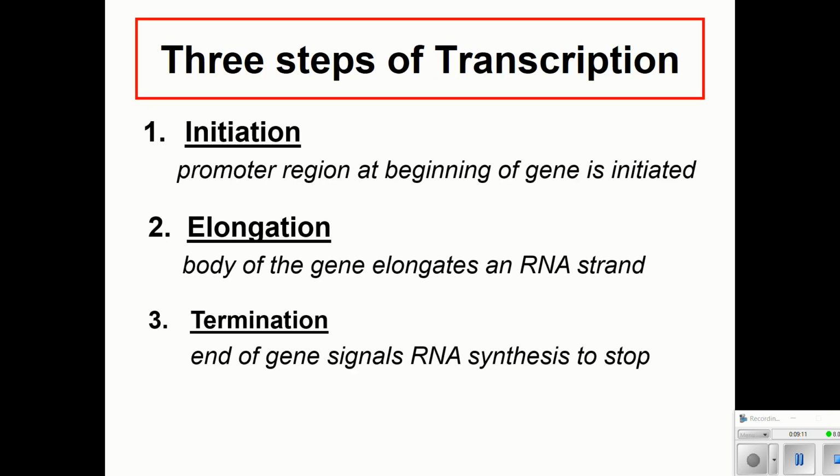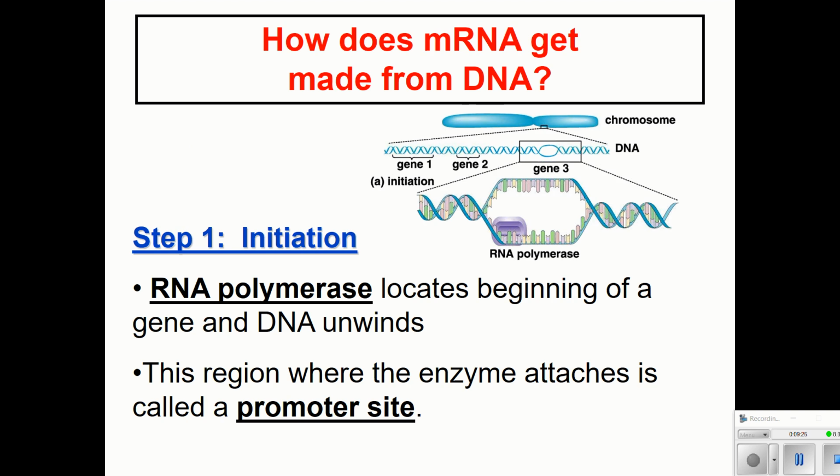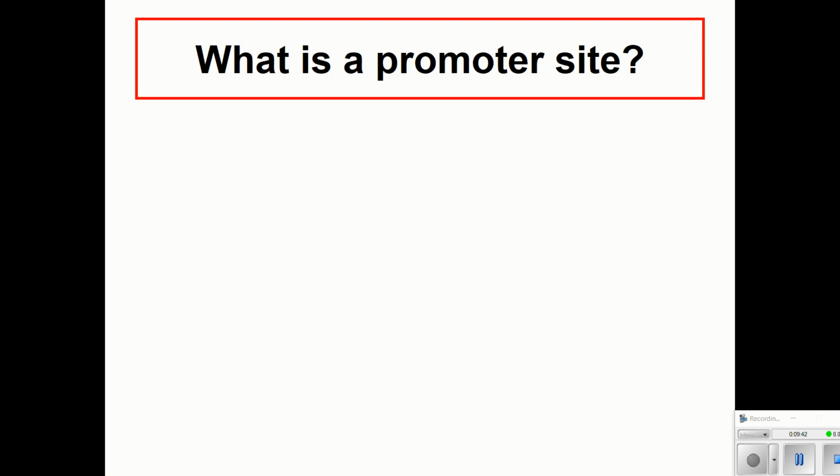There are 3 steps to transcription. We're going to write down each one of these as we go. I'll talk about each one as we get to those parts of the presentation. All right, so let's start with step 1. How does mRNA get made from DNA? First step is initiation. RNA polymerase is going to locate the beginning of the gene and unwind it. The region where the enzyme is attached is called the promoter site.